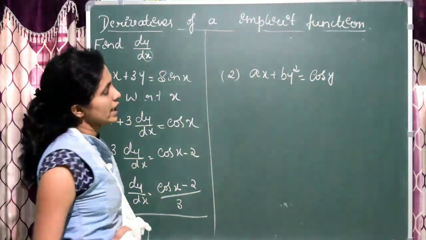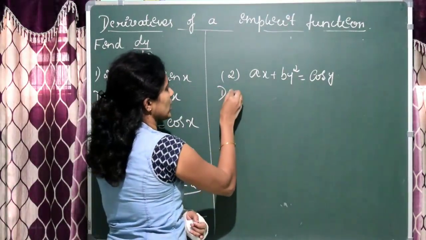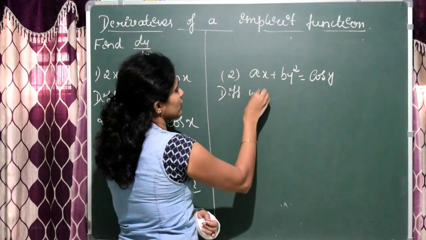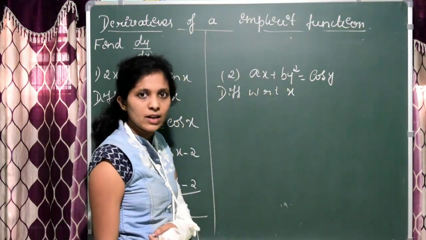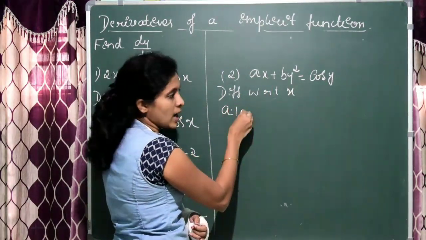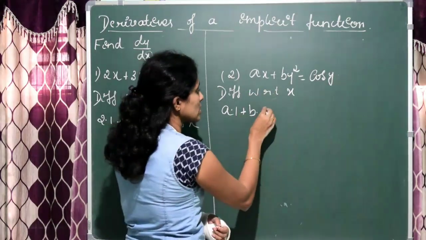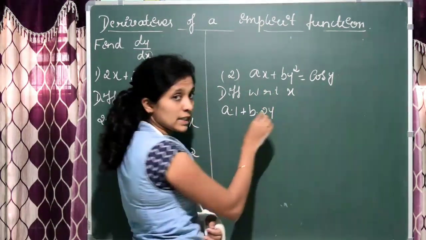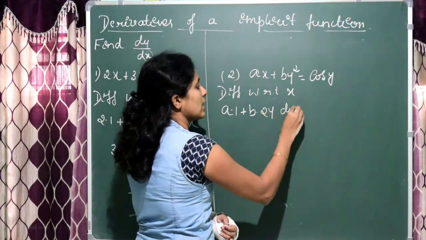See here, ax plus by square is equal to cos y. We'll differentiate this one with respect to x. Differentiation of this function with respect to x. Here a and b are constant. a into derivative of x is 1 plus b is constant as it is. Derivative of y square is 2y, but you are differentiating the function y with respect to x. So derivative of y will be equal to dy by dx.